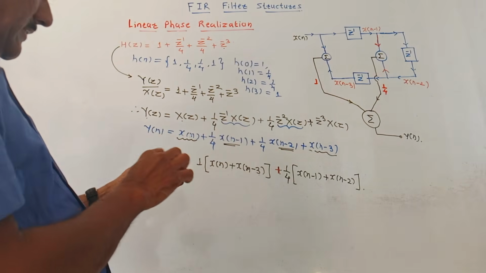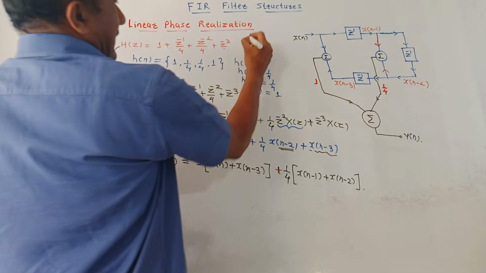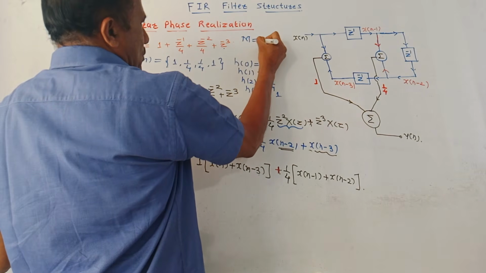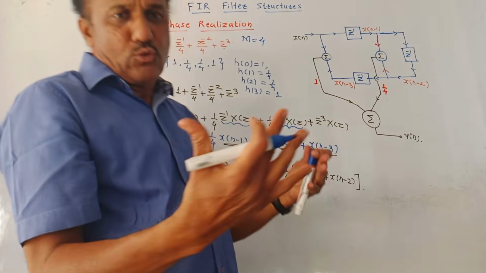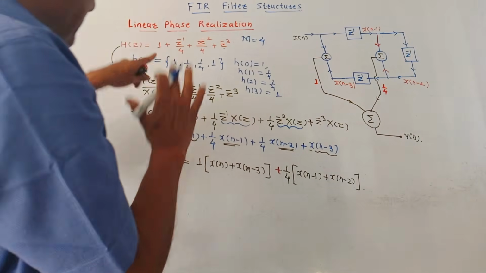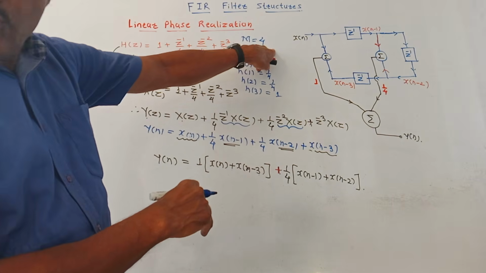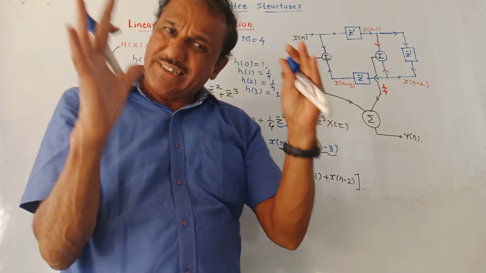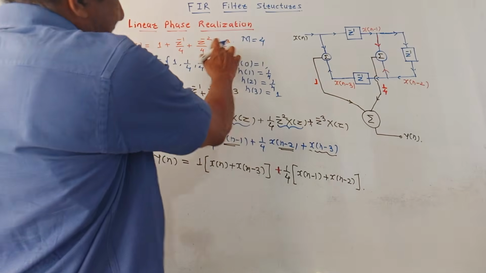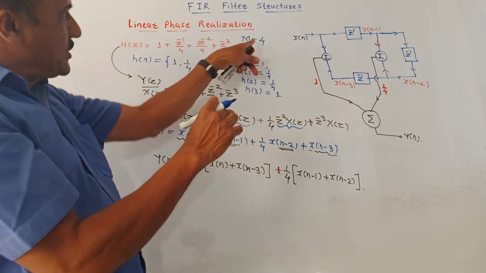In this case, the value of order that is denoted by m is equals to 4. How we concluded m is equals to 4 or order is 4? Very simple. There are 4 terms, 1, 2, 3, 4. So m is equals to 4. Do remember, actual term starts with z raised to 0 and it is up to z raised to minus 3. So m is equals to 4.